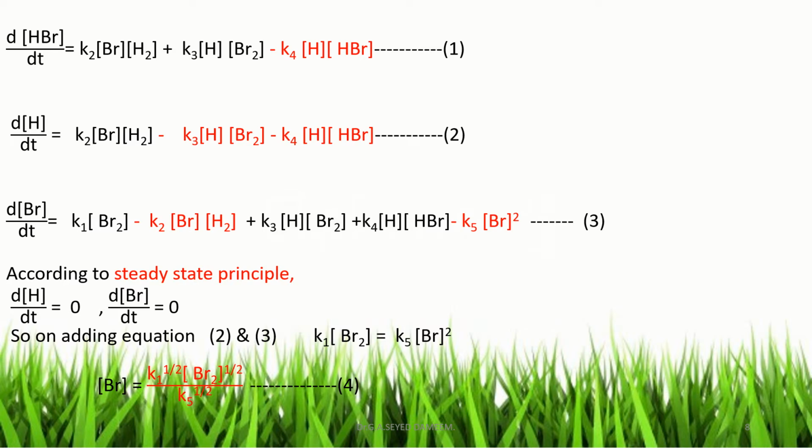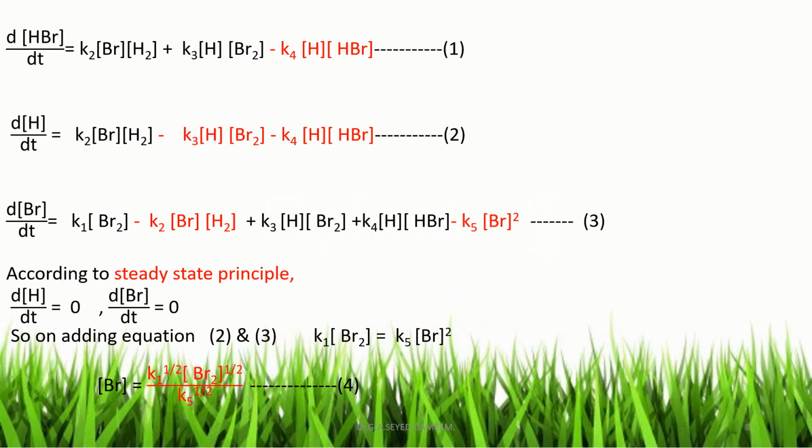And similarly, the net rate of formation of the bromine radical is given by d[Br]/dt, which is equal to K1[Br2] minus K2[Br][H2] plus K3[H][Br2] plus K4[H][HBr] minus K5[Br]^2. Let this be equation 3. In the first step, the bromine radical is formed. In the second step, the bromine radical disappears, therefore there is a minus sign. In the third step, the bromine radical is formed, therefore there is a plus sign. The fourth step also forms a bromine radical. And in the fifth step, the chain termination step, the bromine radical disappears, so there is a minus sign.